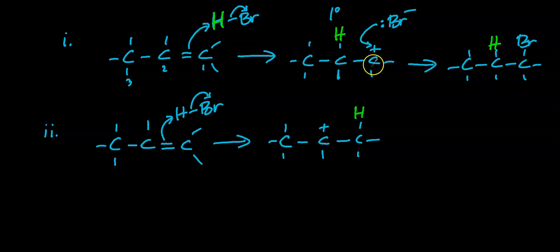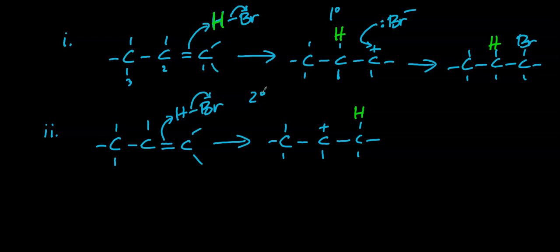So in the first example, the carbocation has 2 hydrogens bonded to it, or it's just bonded to 1 carbon atom, and so that makes it a primary carbocation. In this case, the carbocation has 1 hydrogen bonded to it, or we can think of it as being bonded to 2 carbons, thus making this a secondary carbocation.